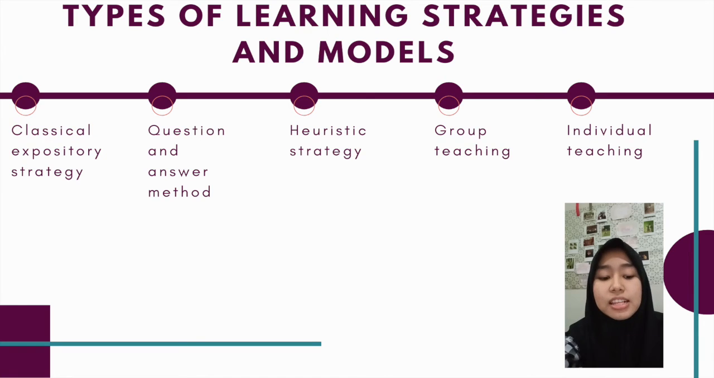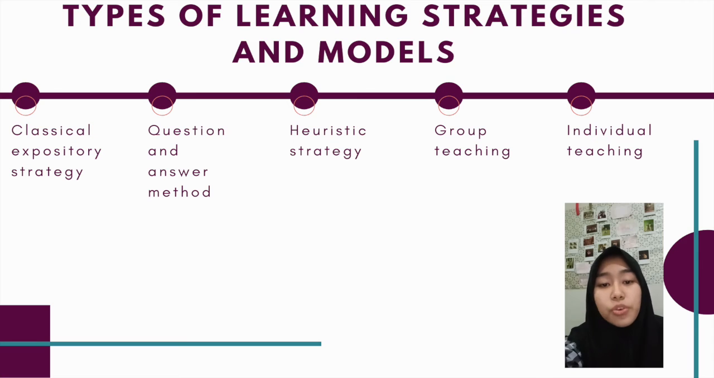Here I will explain about types of learning strategy and method. The first is classical expository strategy. Here, the teacher explains more and students revise more material. This strategy is used when there is a large number of students, time is limited, learning resources are limited, and media are not available. If this strategy is done, it is recommended that the teacher understand the material and can explain it clearly.